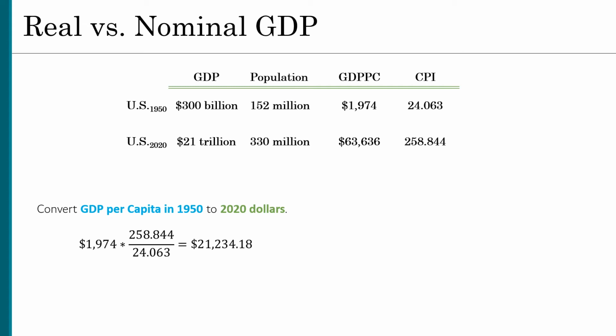To do this, we take GDP per capita in 1950, which was $1,974, and we multiply it by the ratio of the CPIs in our 2 years. 258.844 goes on top because that's our destination year. We are adjusting to 2020 dollars. That means the 1950 CPI will go in the denominator because it is our starting year.